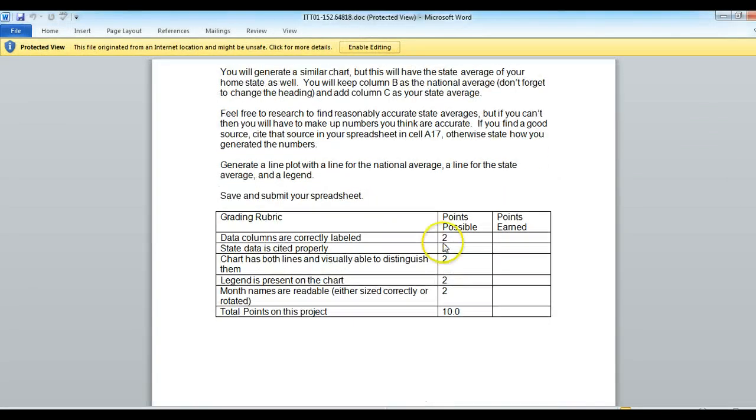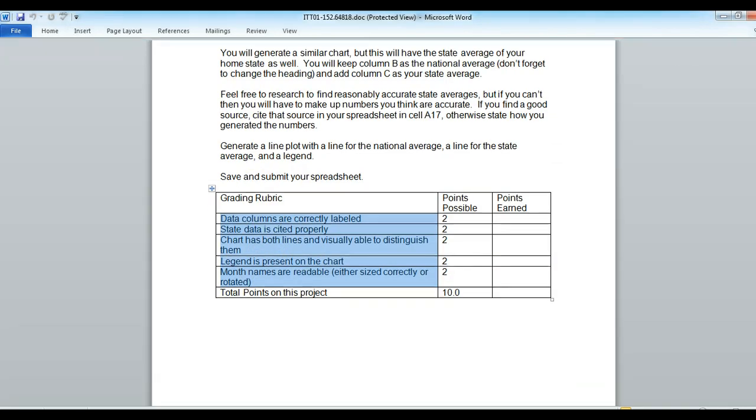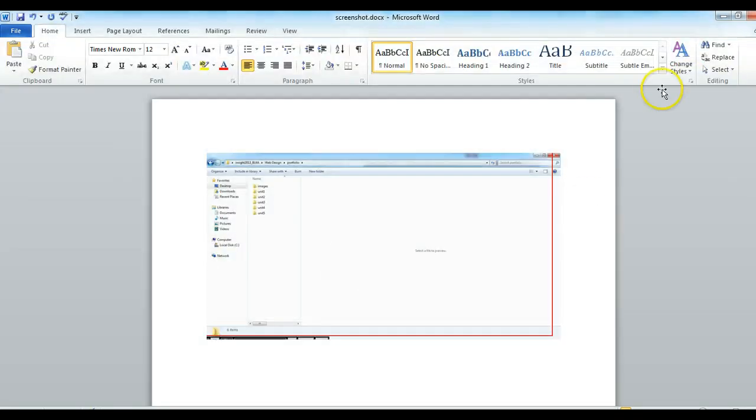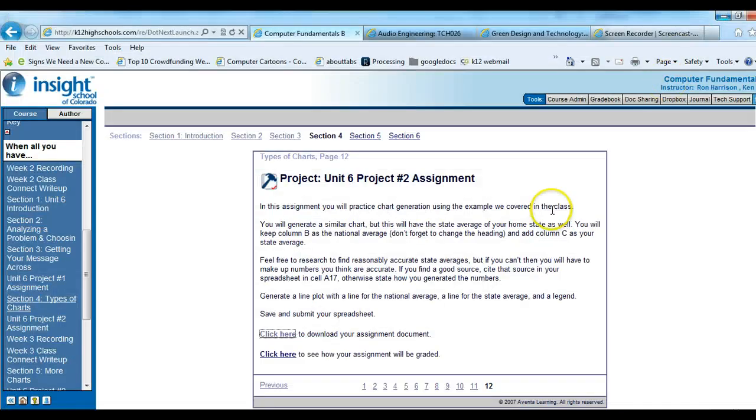So this tells you more about it, but you can see that the data columns are labeled properly. The state data is cited if you found a website for the state data. The chart has both lines in it. The legend is there. The month names are readable. Do all of that and you'll get full credit. So make sure you follow those directions on how you're going to get graded on the work.